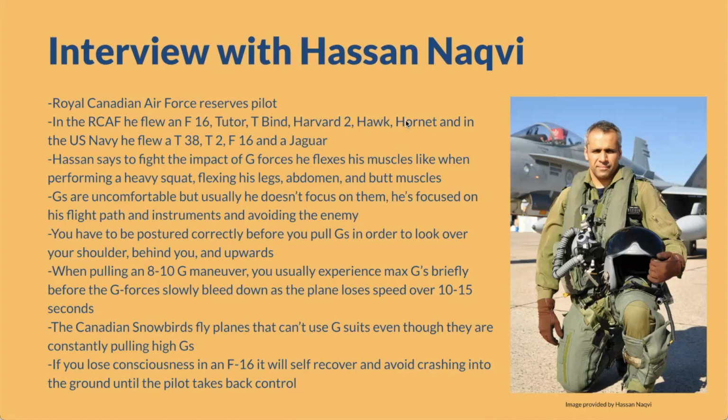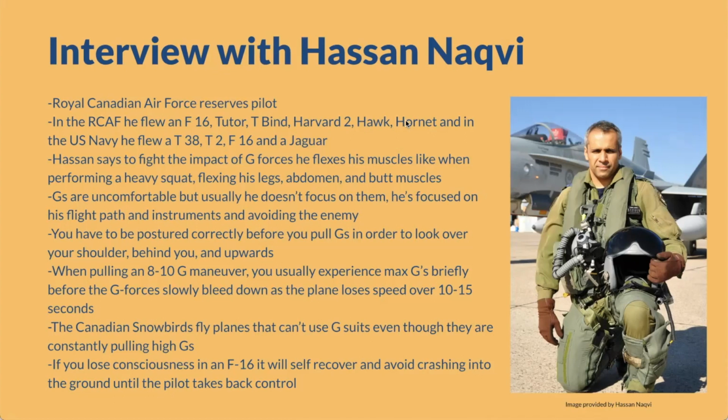You have to be postured correctly before you pull Gs in order to look over your shoulder, behind you, and upwards. When pulling an 8 to 10 G maneuver, you usually experience max Gs briefly before the G-forces slowly bleed down as the plane loses speed over 10 to 15 seconds.